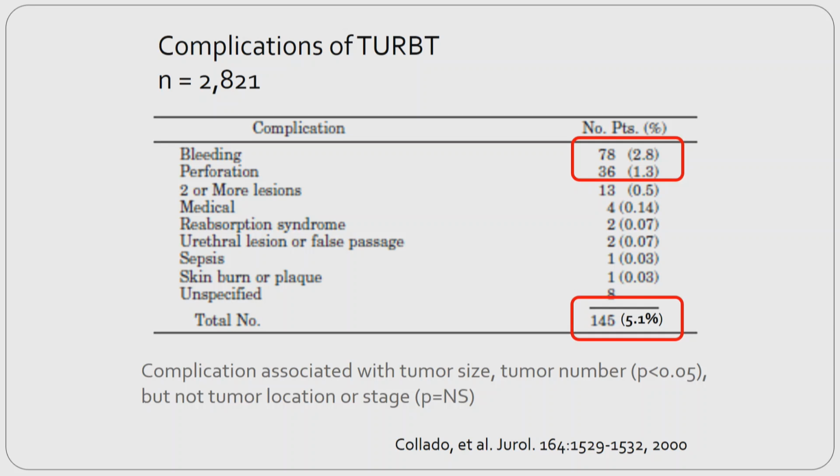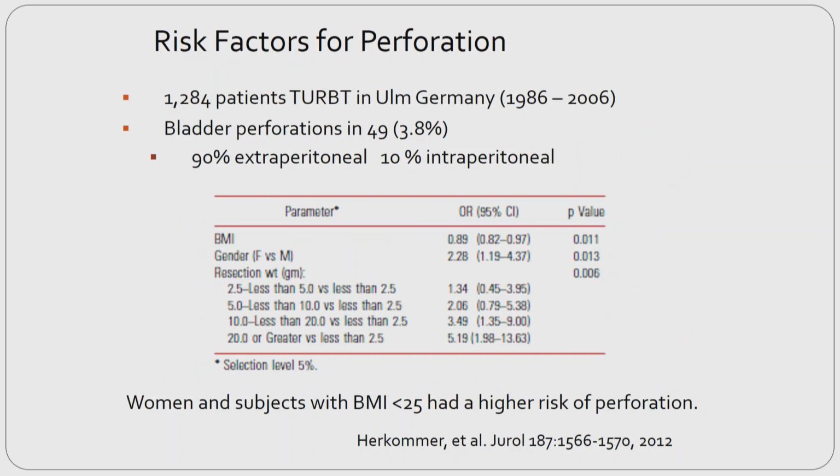And if you look to see which patients actually develop complications, it's your classic thin female with a BMI of less than 25. In multiple studies that have been performed, this is just one example of close to 1,300 patients.